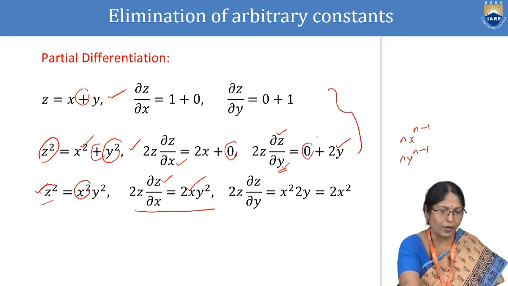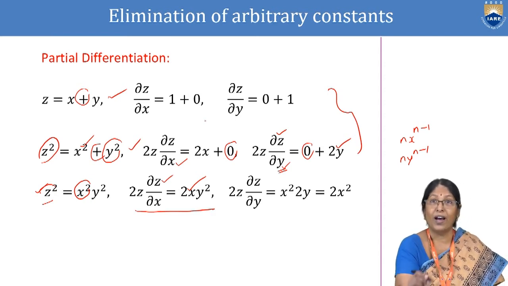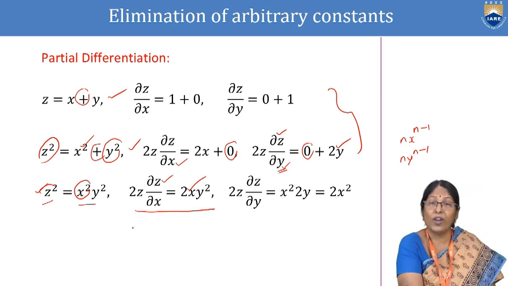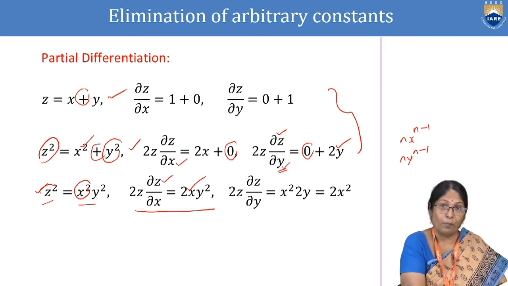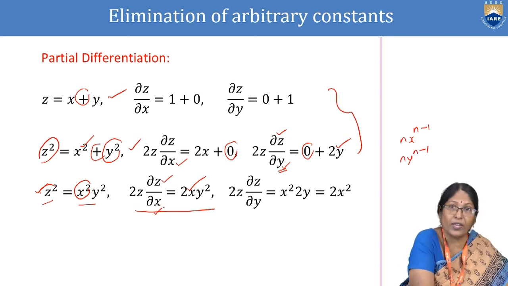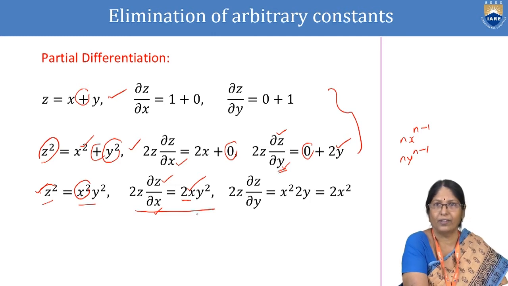But why not in multiplication? Because in the first two examples it was addition. But here the two variables are connected by multiplication. So when multiplication is there, partially with respect to x, we will apply the formula. X square is becoming 2x, but y square should be written as it is.